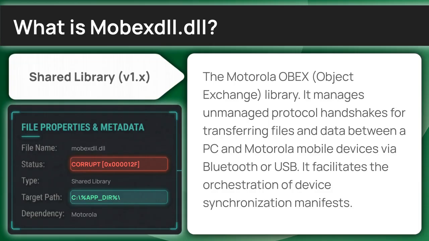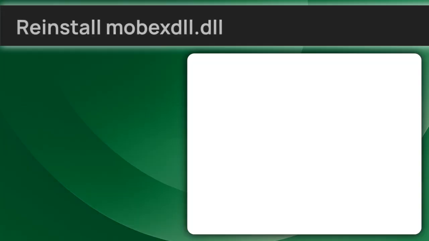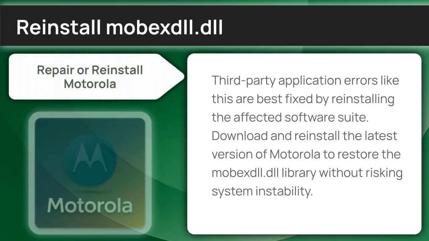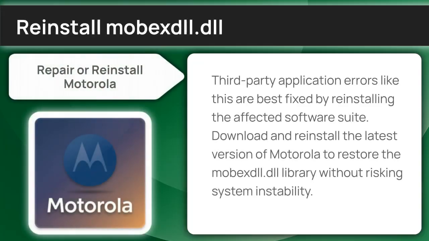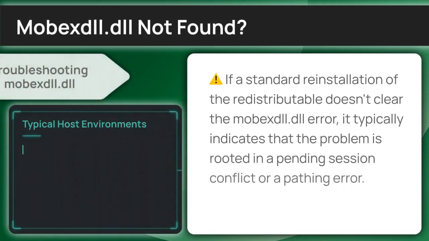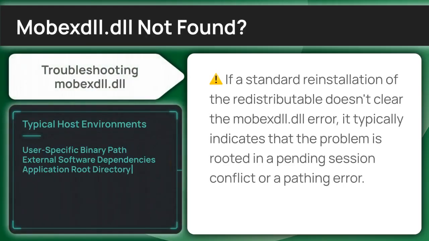Now that the background is clear, let's walk through the actual installation steps. Third-party application errors like this are best fixed by reinstalling the affected software suite. Download and reinstall the latest version of Motorola to restore the Mobexdll library DLL without risking system instability. When a standard reinstall doesn't cut it, we move to advanced diagnostic steps to ensure the system is properly configured.